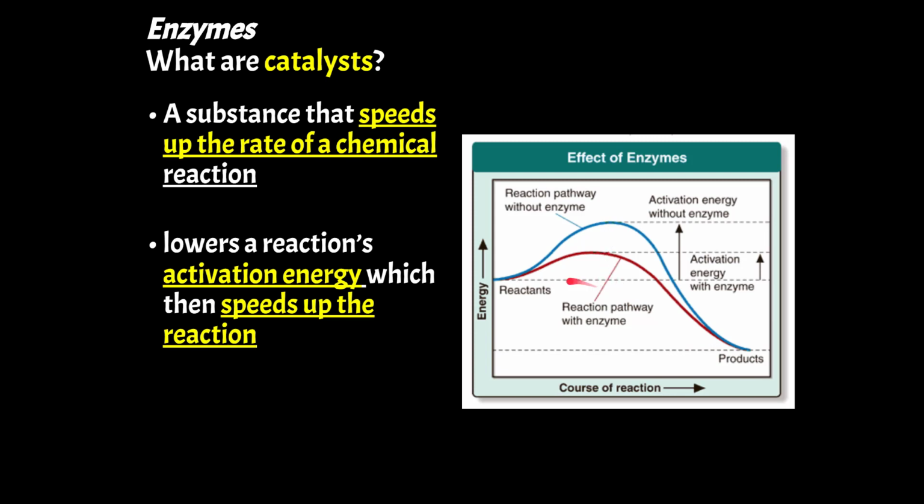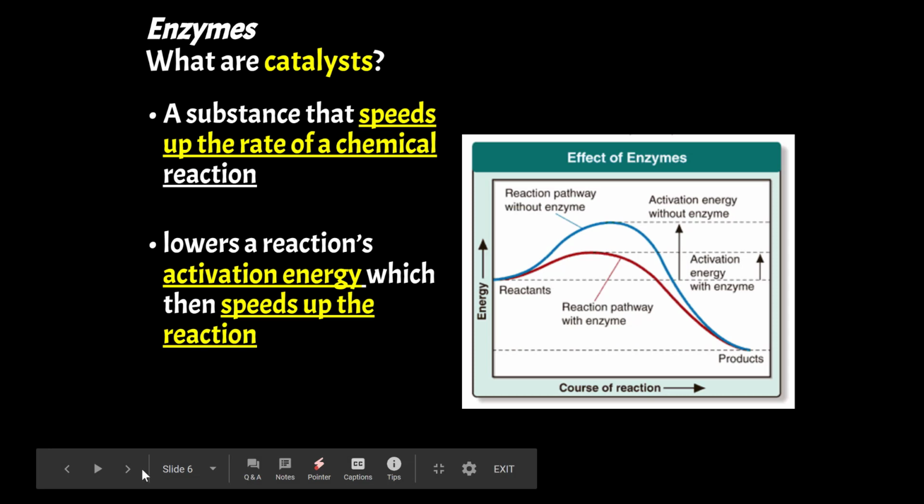It's a lot lower. So imagine you had a cart and you were pushing it up the hill. It would take a lot less energy to push it to the top of this hill to get the reaction to take place versus the blue curve here. So enzymes speed up this reaction by lowering the activation energy.